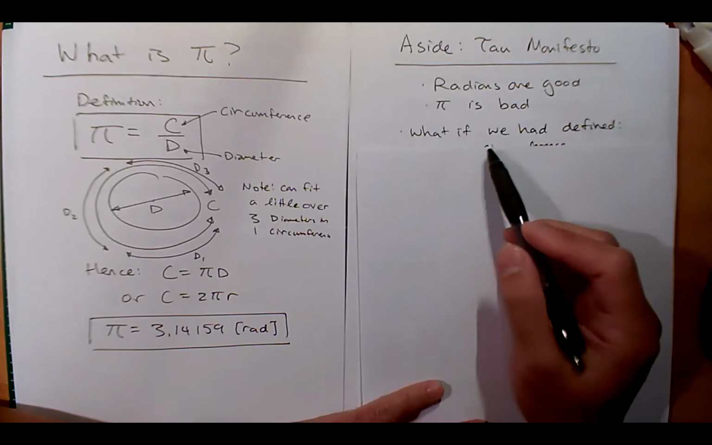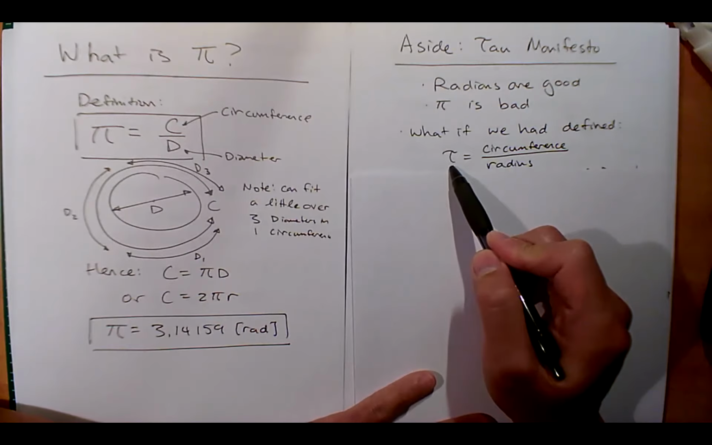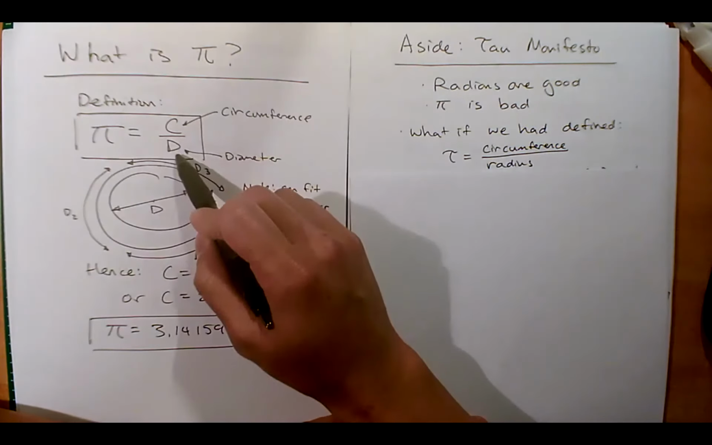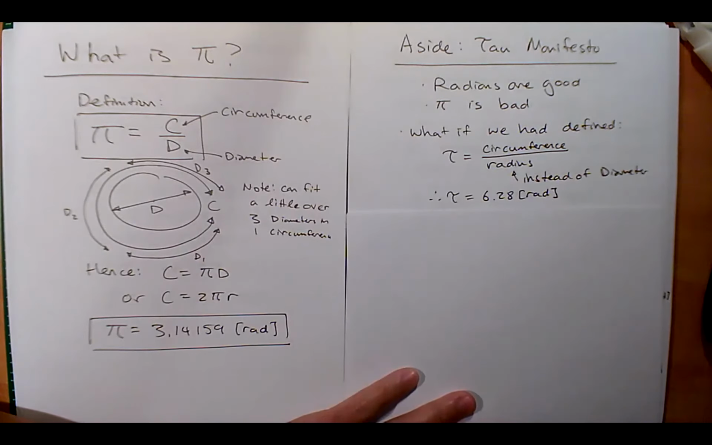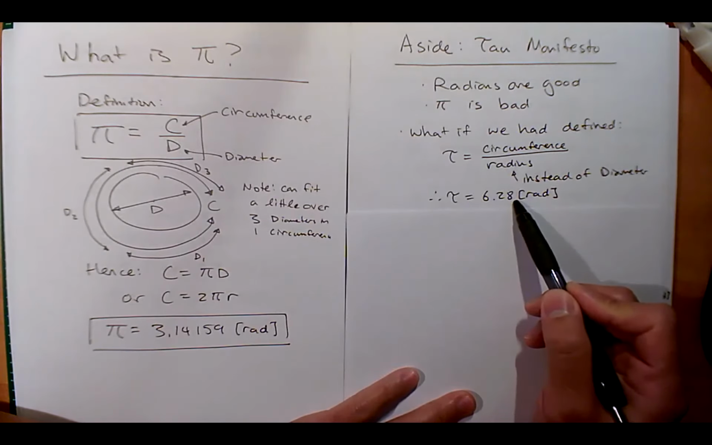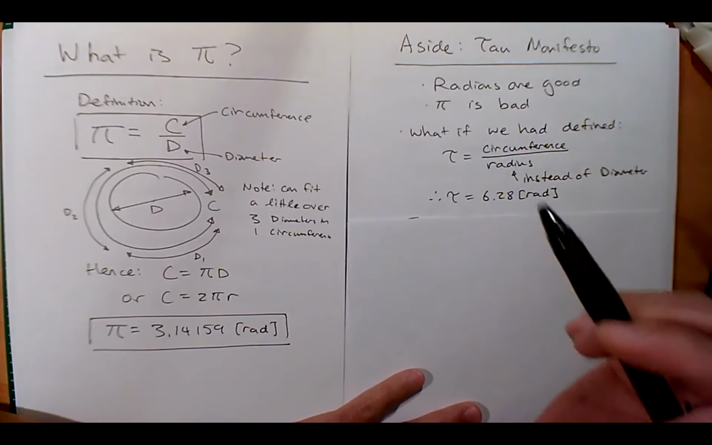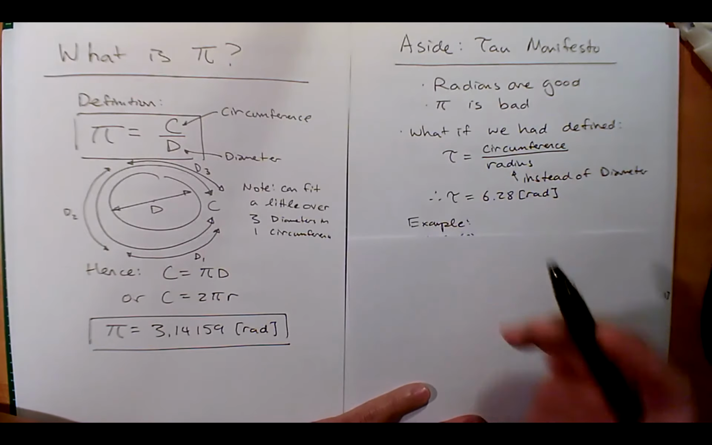What if we had defined a new constant, tau? Tau is, instead of the circumference over the diameter, the circumference over the radius. And so we define tau as 6.28 directly. None of this pi business, right? Still, radians are there. We didn't make radians go away. I like radians for power and all that stuff, but let's do an example.